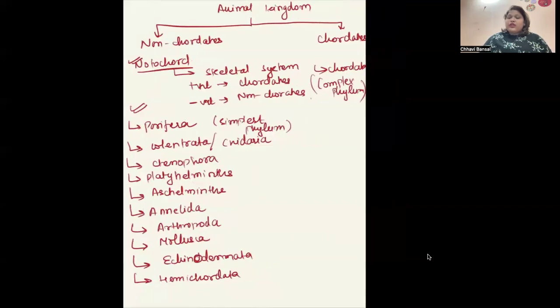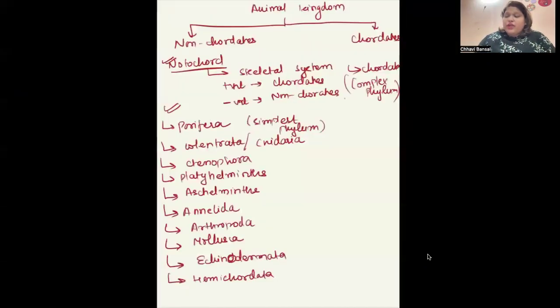Now, we are going to study each and every phylum in very much detail, but before that, we need to understand what are the different bases on which we are classifying these phylums. Now, we already understood why these 10 phylums are called non-chordates and this phylum is called chordates. But what about these other 10 phylums? Why are they different? What is the difference?